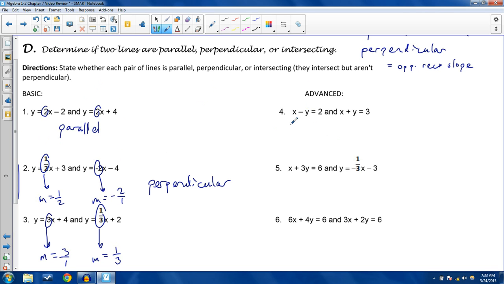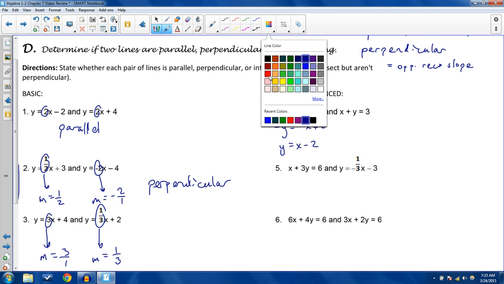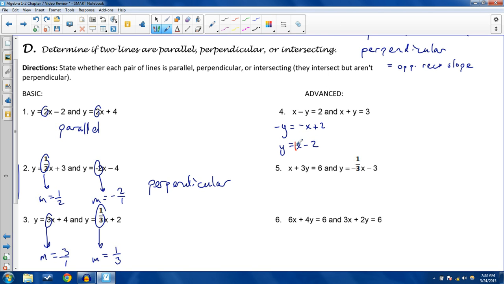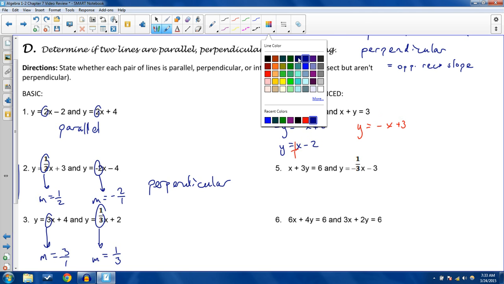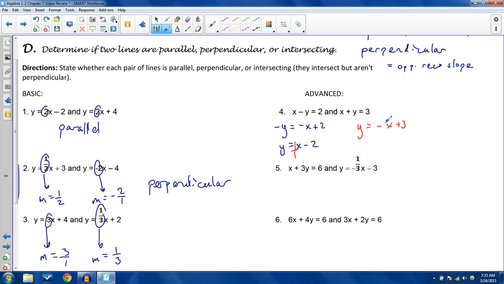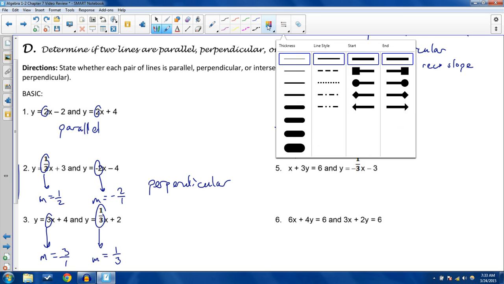So I'm going to isolate y, get y all by itself. Subtract x, I get negative x plus 2. Divide by negative 1, I get y equals x minus 2. So my slope in this one is actually a positive 1. It's 1 over 1, actually. On this one here, I'm going to subtract x, I get y equals negative x plus 3. Now this slope is negative 1 over 1.